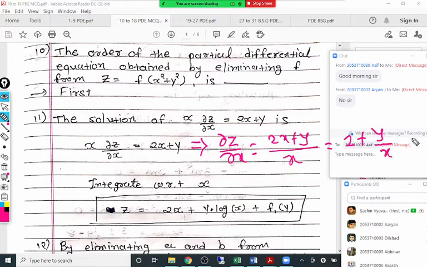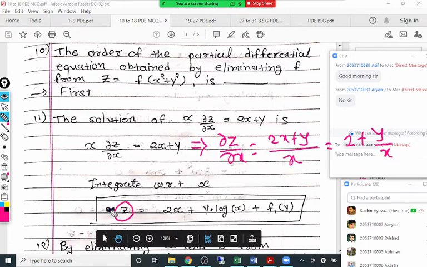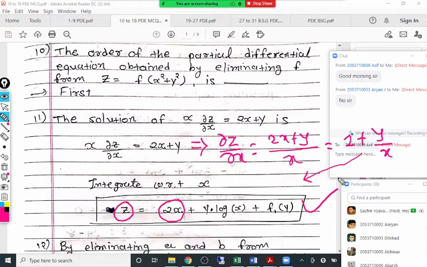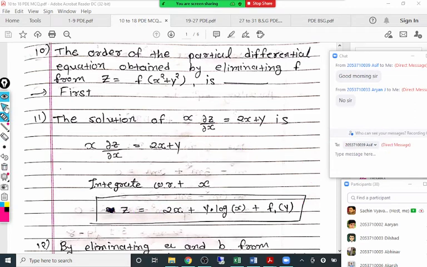So integration of dou z by dou x is z, that's correct. Integration of 2 with respect to x is 2x, that is also correct. Integration of y by x is y log x, and the constant of integration is f1 of y. Now it is correct. Okay, so this term integrated. So just x is taken on the RHS there. Okay, that's the correct answer. Any doubt? No.